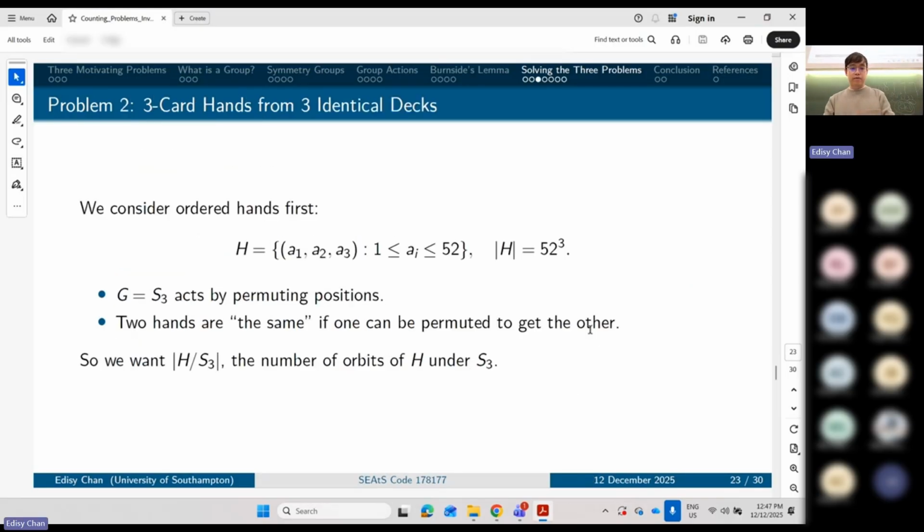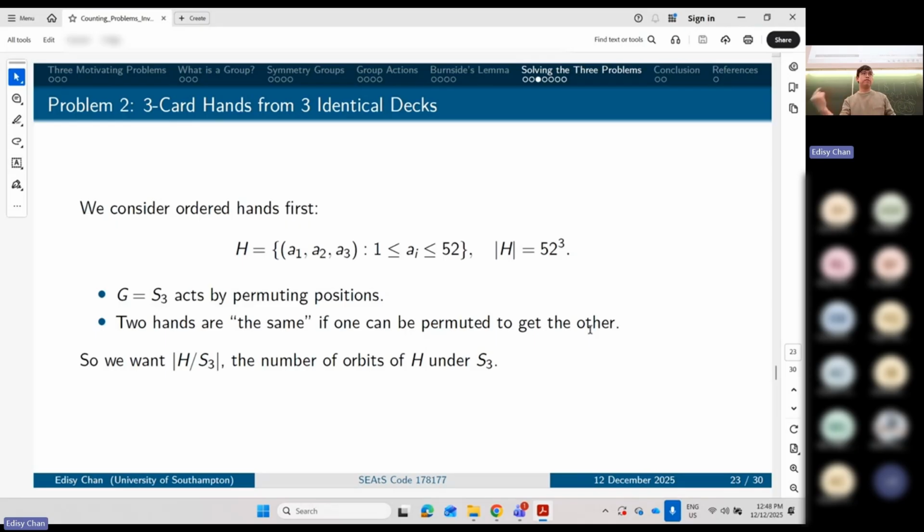All right, the second one is the 3 cards case. We can think about our 3 cards set as A1, A2, A3, representing different suits and numbers. Because we have 3 that are combined together, A1, A2, A3 are from 1 to 52. We just label them 1 to 52, so we have 52 different cards. So the number of elements in this set is just 52 to the power 3. Easy, right? And I've already told you that we're doing permutation.